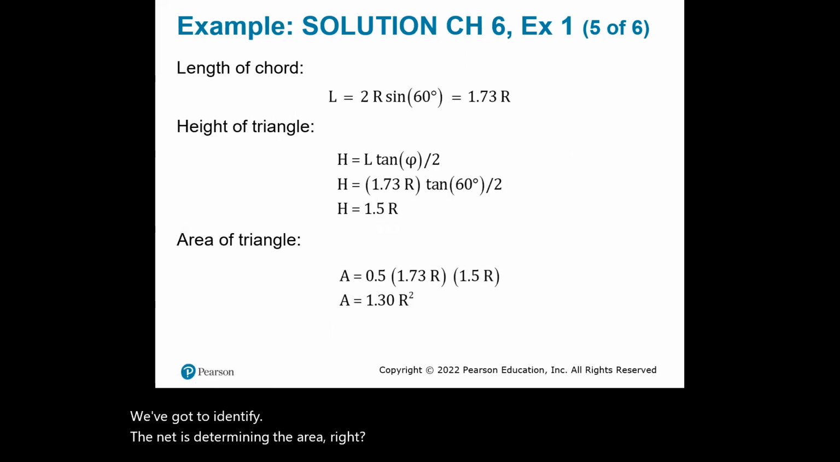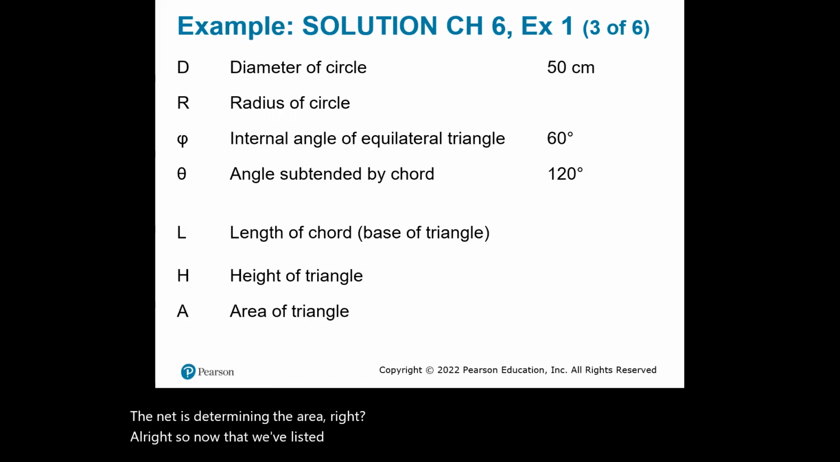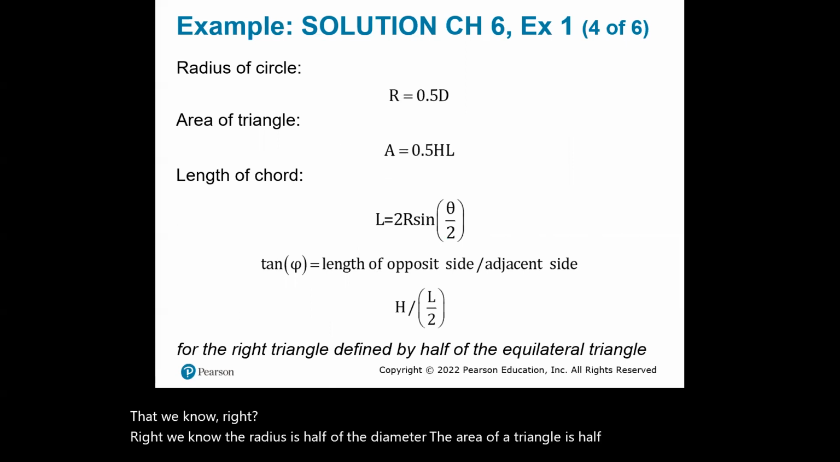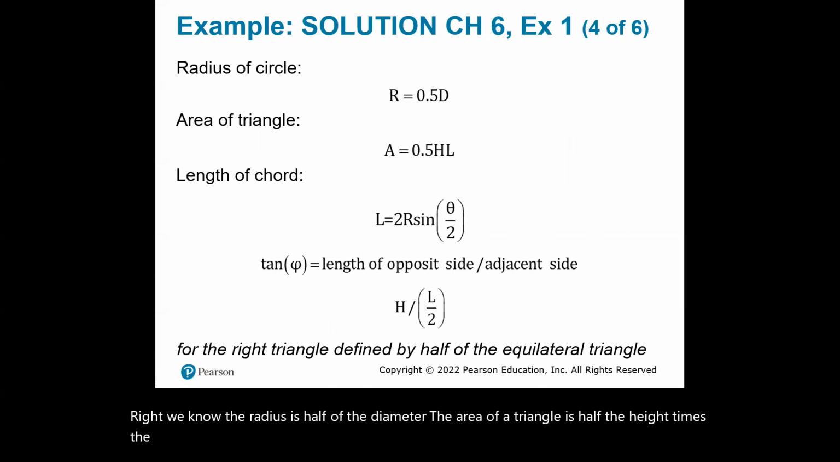All right, so now that we've listed what we know, we can also write down formulas that we know, right? We know the radius is half of the diameter. The area of a triangle is half the height times the length. The length of the chord, and this is a little bit of Pythagorean theorem, is equal to 2 times the radius times sine theta over 2.